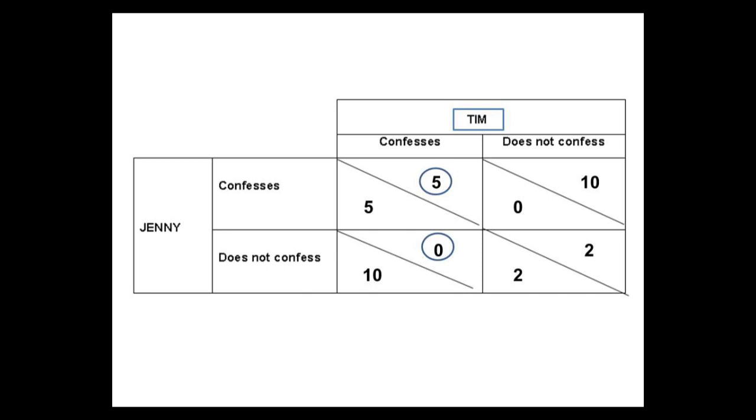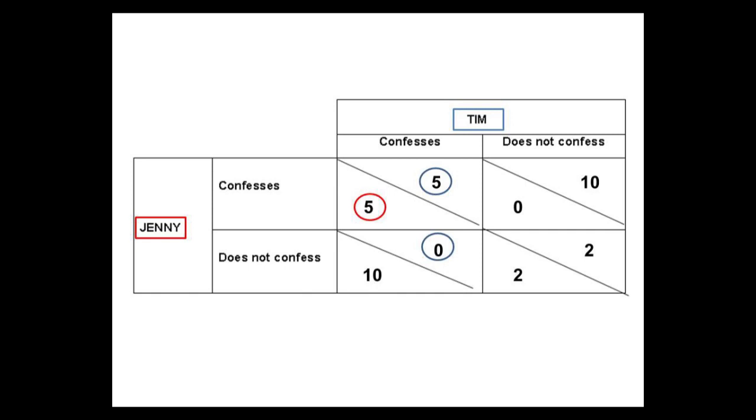We then think about Jenny. We ask the same question, what would Jenny do if she knew that Tim was going to confess? Well, either she can confess as well and get 5 years, or she can not confess and get 10 years, and so Jenny, who we represent in red, if she knows Tim is going to confess, will also confess.